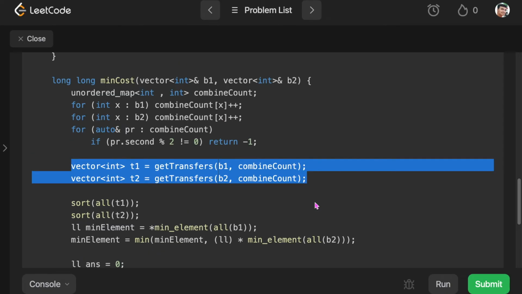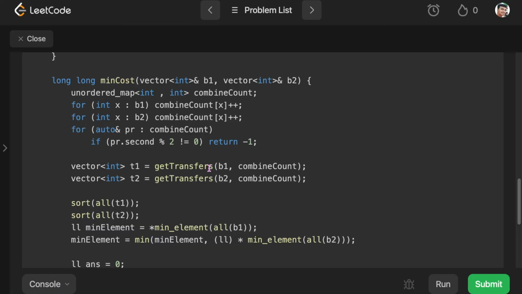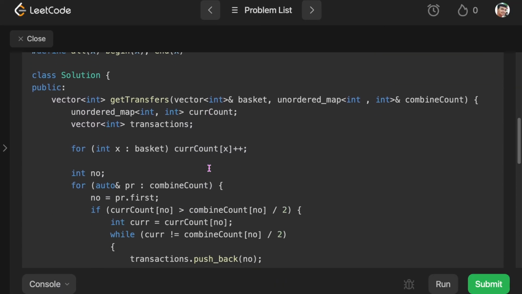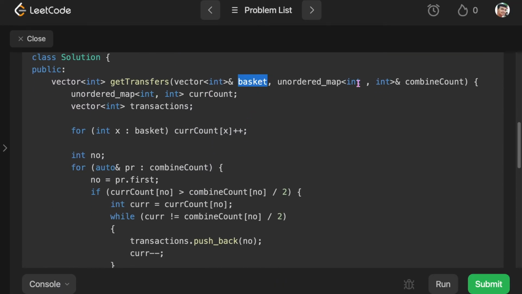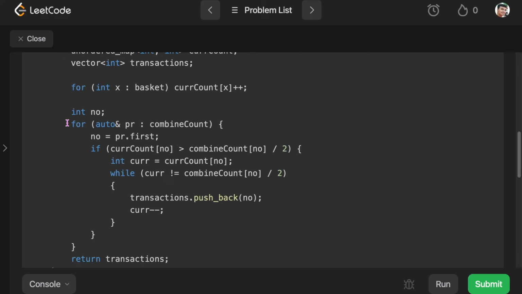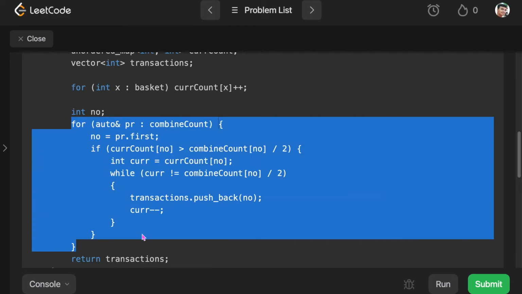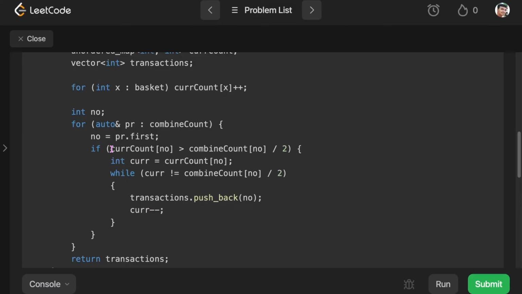So how will we calculate this? Let's have a look at the function get transfer. This function get transfer takes a basket and a combined count. What we are doing first is filling the current count, that is the current frequency, and this transaction is the array which will be returned as our answer. So we fill the current frequency and we traverse the combined count. While traversing, we check if the count of a number in our basket is greater than the combined count of that number by 2.